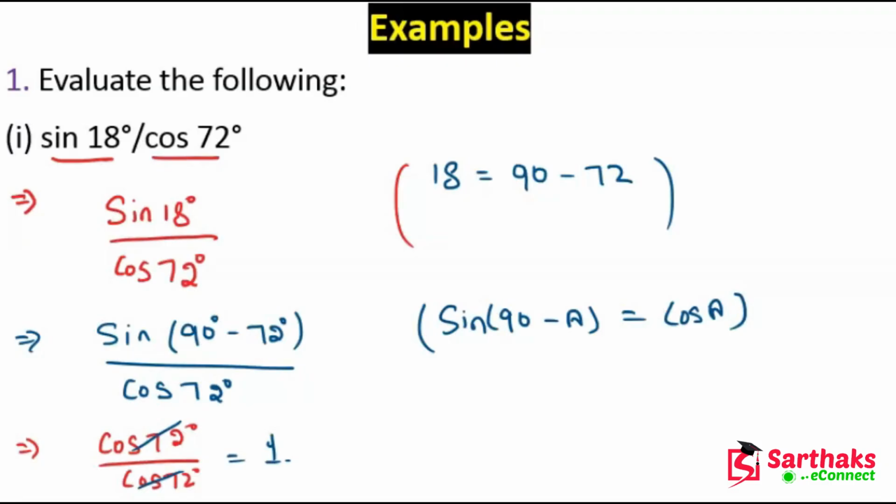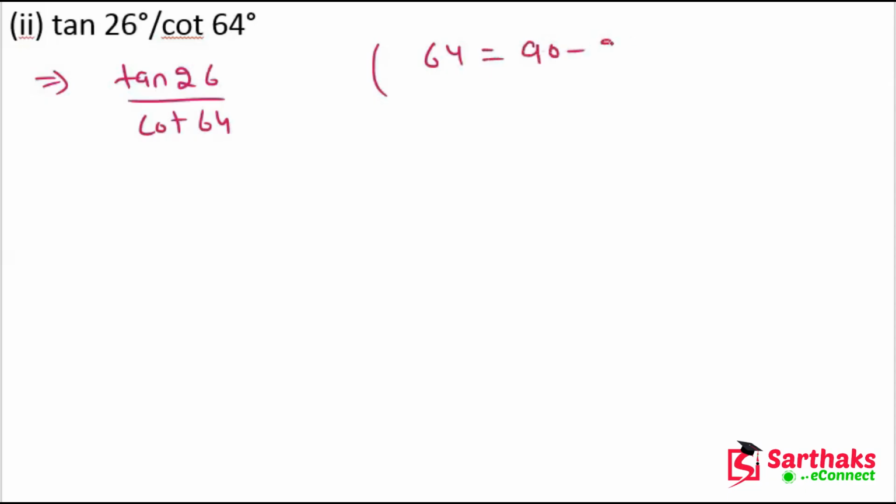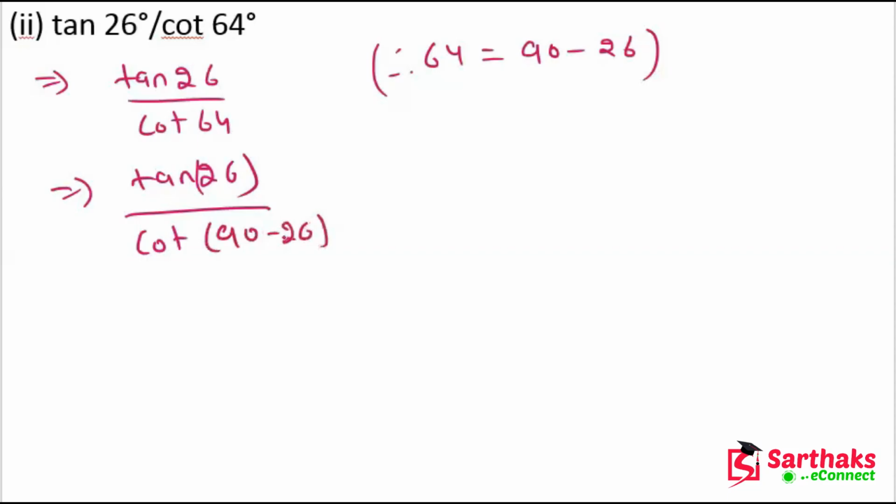So for solving this type of question, we have to convert it into its complement. Okay, now let's move on. Tan 26 upon cot 64 degree, and we know that we can write 64 is equal to 90 minus 26. So similarly, tan 26 divided by cot (90 minus 26).